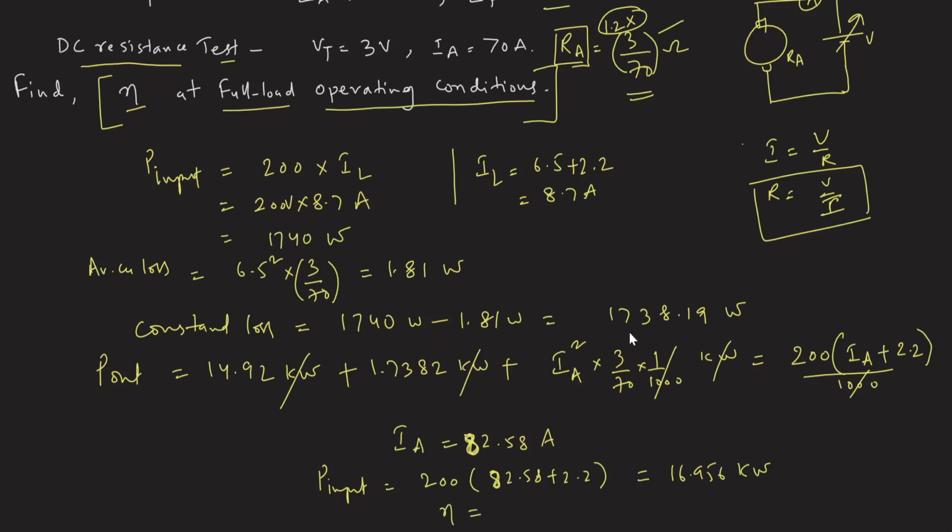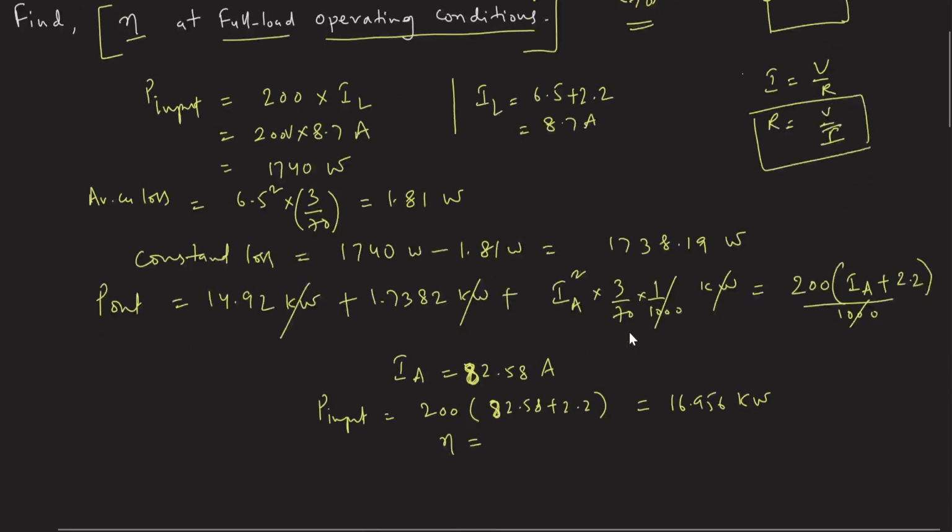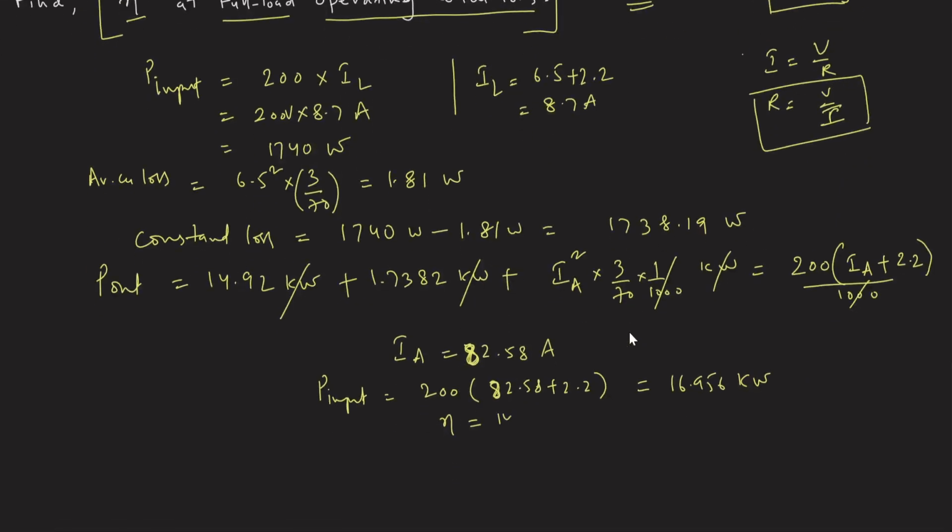So efficiency is output power, 14.92 kilowatts, by 16.956 kilowatts. So how much is this value percentage wise? 87.99%. Okay, that is fine. Okay, so we'll stop here.